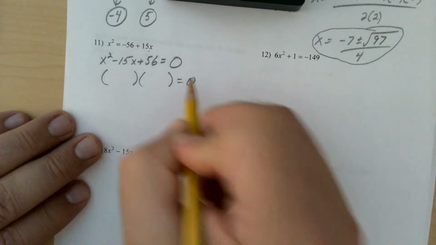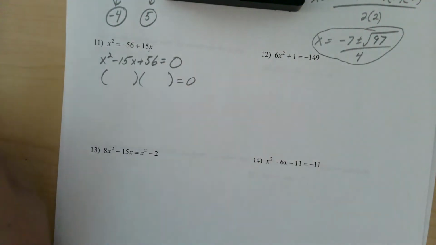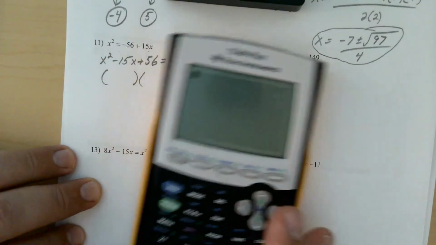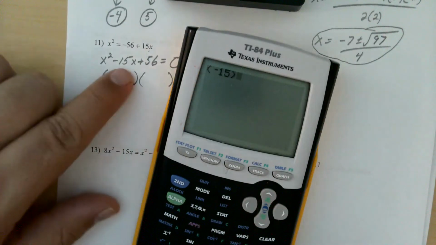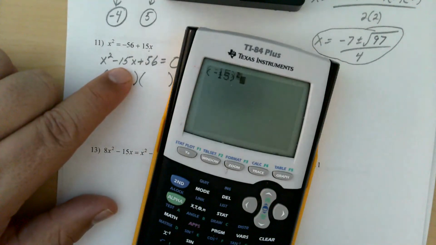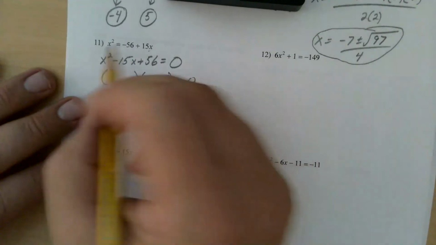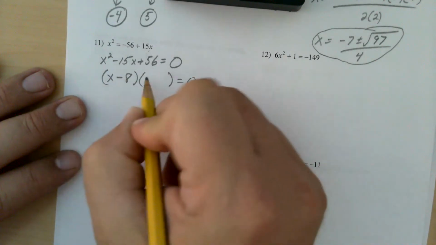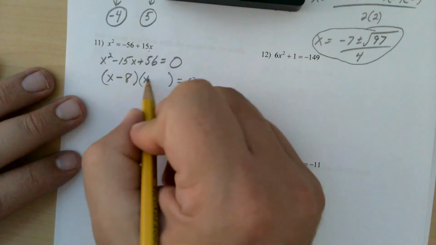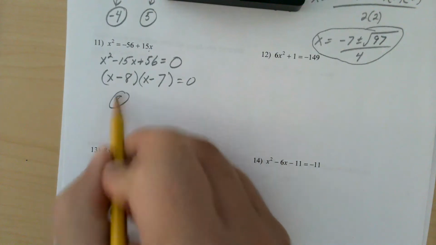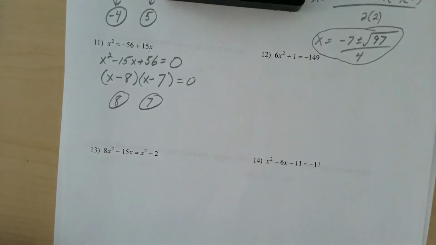Again, if you didn't recognize that, you could have used the quadratic formula, but the discriminant will be a perfect square. In fact, let me show you that. If I take my b value, which is negative 15, I square it minus 4 times my a times my c, I get a 1. The square root of 1 is 1, which means we could have factored this, and you might as well factor x minus 8 and x minus 7. Okay, so 8 and 7 are my zeros.